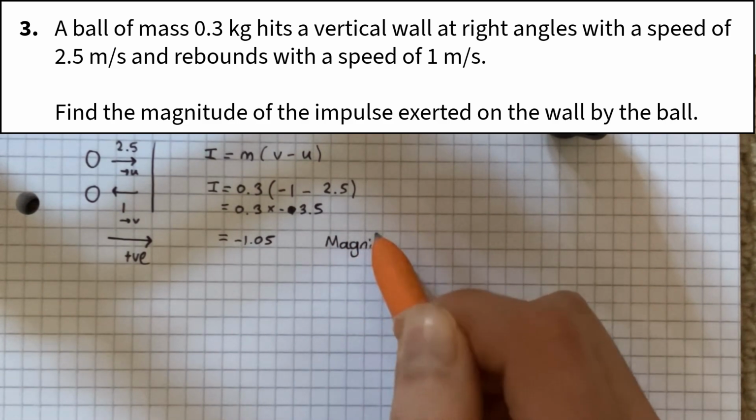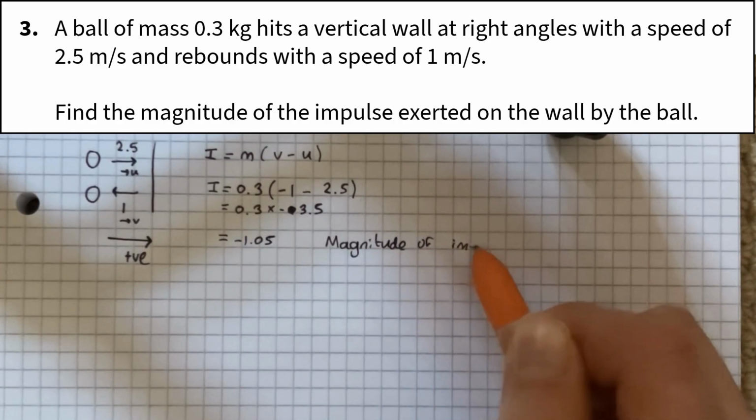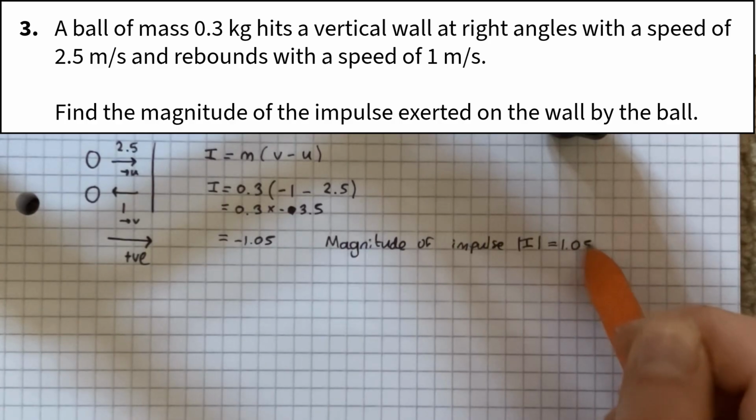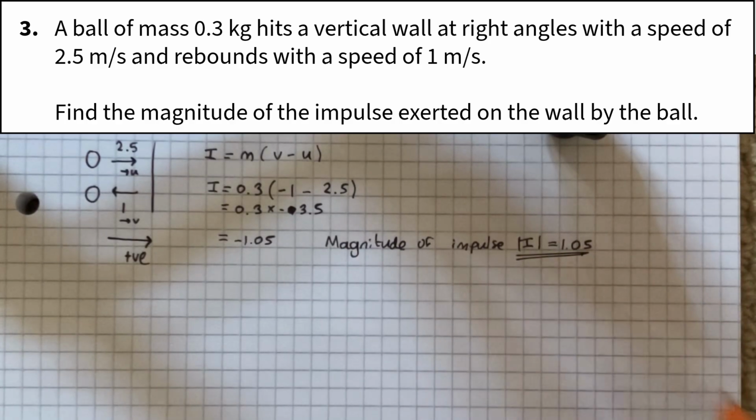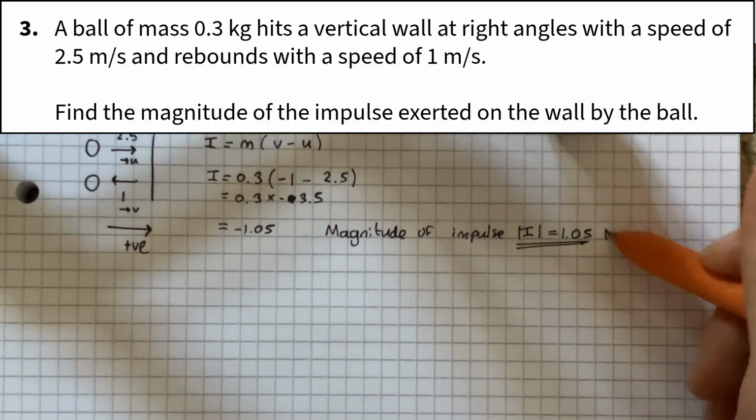We're looking for the magnitude of the impulse. So it's just going to be the positive version of this number. So the magnitude of the impulse is equal to 1.05. And we probably shouldn't forget our units, Newton seconds.